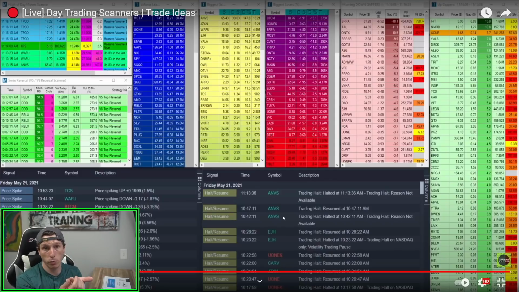We could have situations where there's good news and the stock's ripping up. We can have a situation where the stock is having bad news and it's ripping down. It's just there to say, hey, something's happening to the stock because it's halted. Go take a peek at it, and so on and so forth.